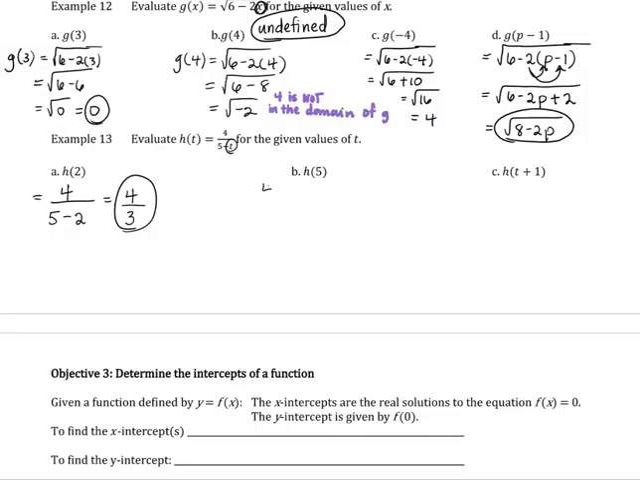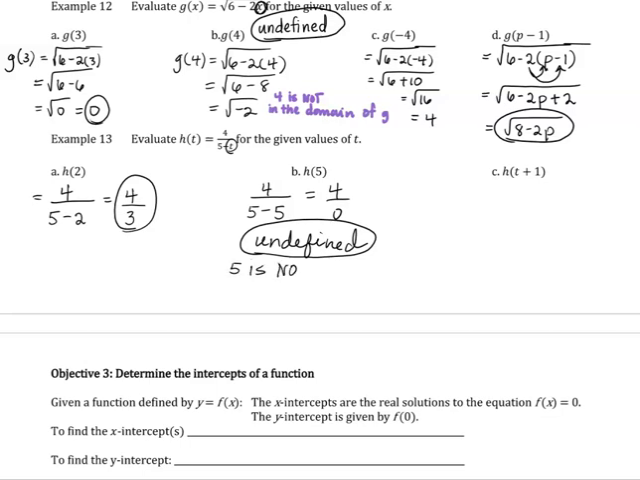For h of 5, we have 4 over 5 minus 5. That's 4 over 0. We cannot have 0 in the denominator. 0 in the denominator is undefined. Okay, that's our answer for 13b, undefined. We cannot have 0 in the denominator. That tells us that 5 is not in the domain of h, because we can't plug 5 in. When we try to plug 5 in, we get undefined. So 5 is not in the domain.